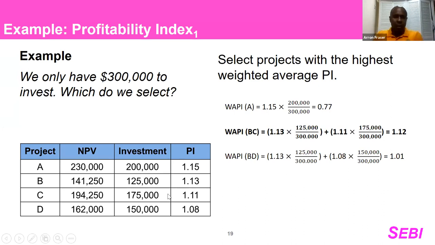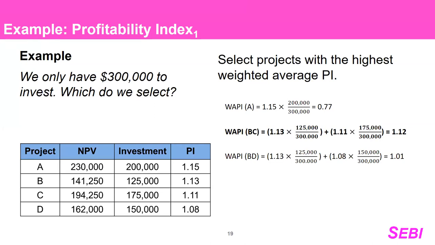right? Of course, there are other options in here that are below 300,000, because you can look at B alone and C alone and D alone and get three other options, right? But just looking at these three options, the combination of projects that we will select would be the one that has the highest weighted average profitability index, which in this case is a combination of project B and C, right? So with a limited amount of $300,000 to invest, the best option would have been to invest in projects B and C. Are there any questions?